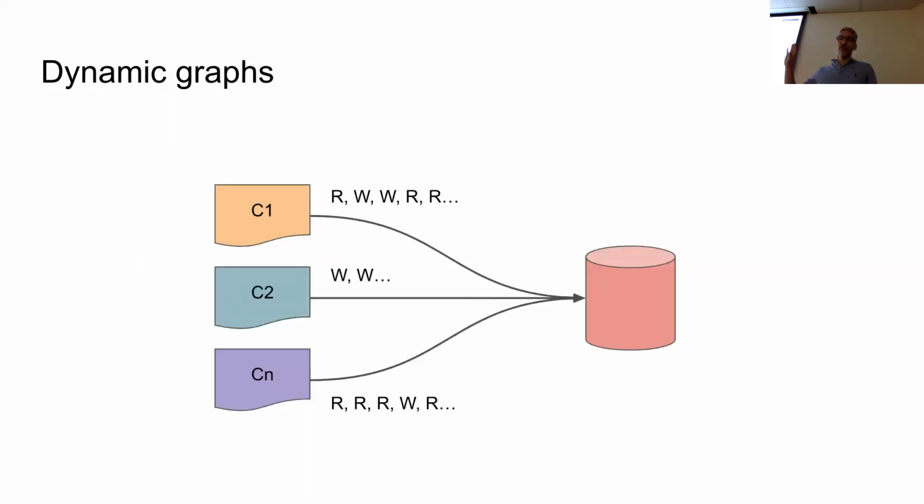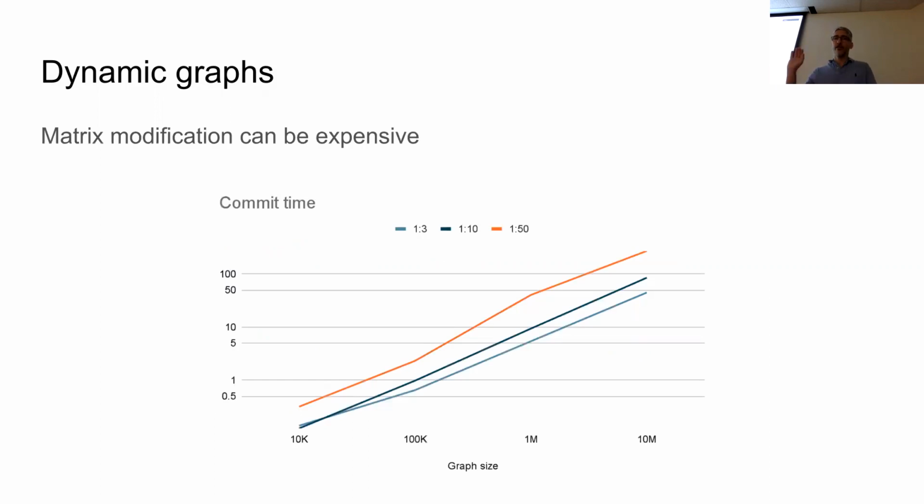So this is the general situation that we're dealing with here. We have a database and we have multiple clients that are constantly sending read and write queries. So they're either inspecting the matrix, asking for some information out of it, or they're modifying the matrix. And so we are modifying sparse matrices and reading them often. So it's a write, read, write, read, write, read kind of pattern. This kind of pattern can be costly.